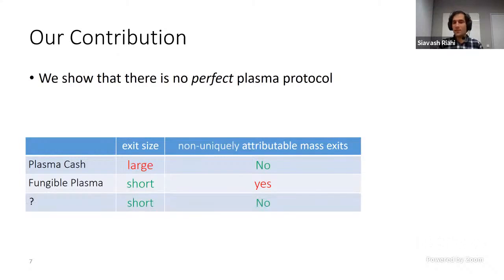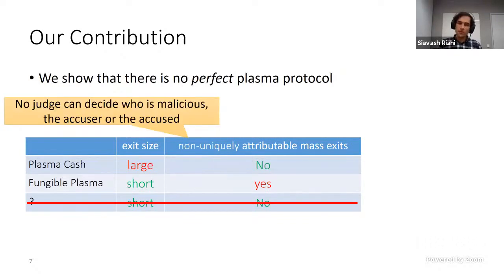And we cannot achieve the best of both worlds. Now, what is non-uniquely attributable mass exits? By non-uniquely attributable, I mean that no judge can decide who is malicious, the accuser or the accused. And this directly relates to the data unavailability attack, because data unavailability has non-uniquely attributable faults, although I will not really go into the details here in this short talk. And what is mass exit?